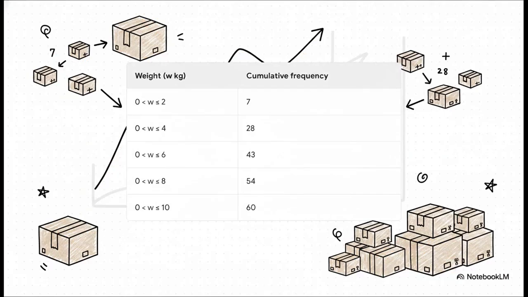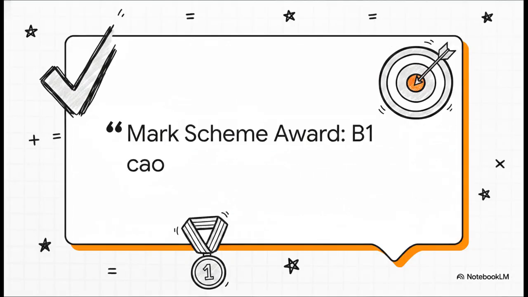So how do we do it? Simple. We're just going to add as we go. We start with 7, then we add the next lot to get 28, then the next one to get 43. See? You just keep that running total going all the way down until you hit the grand total of 60 parcels. And just for doing that, boom, you get your first mark.